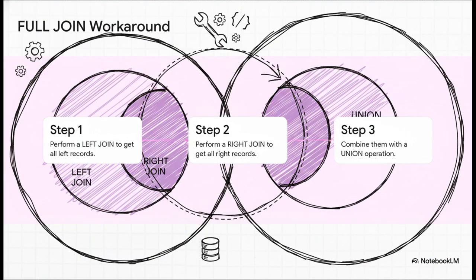Now, here's a great little insider trick. You see, MySQL doesn't actually have a built-in full join, which is what you'd use to see all records from both tables, whether they have a match or not. But we can build our own. You just do a left join, then you do a right join, and then you use an operator called union to stitch those two results together. It is a really clever and powerful workaround.